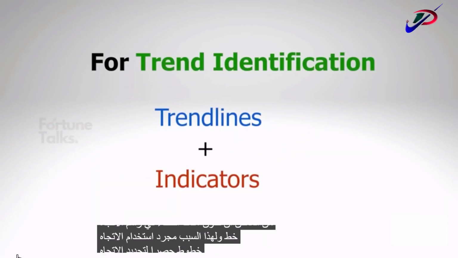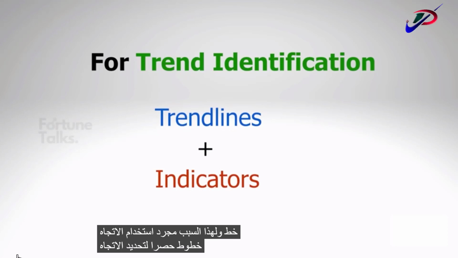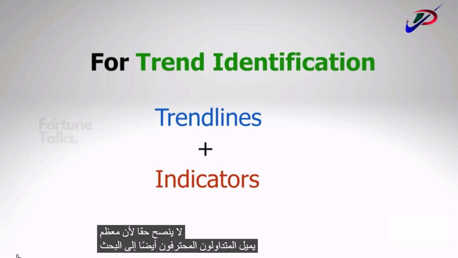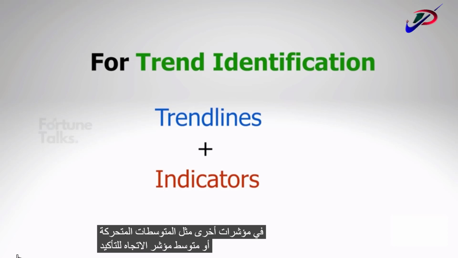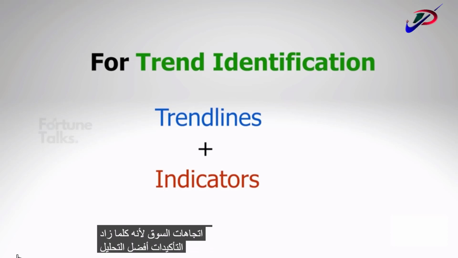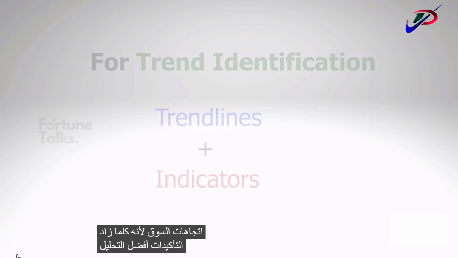So that is why just using trend lines exclusively to determine the trend is not really advised, because most professional traders also tend to look at other indicators like moving averages or the average directional index to confirm the market trends, because the more the confirmations, the better the analysis.